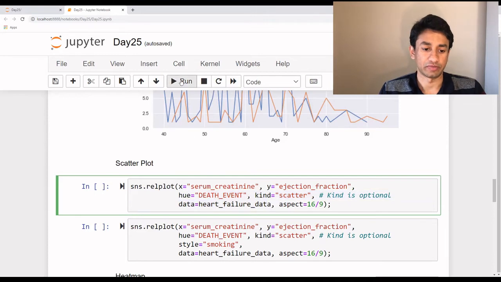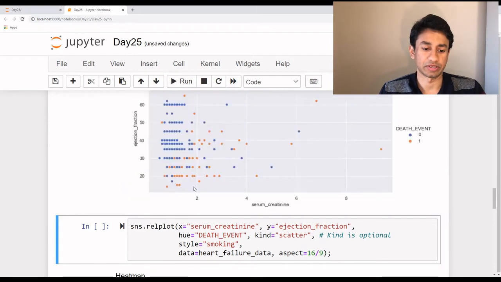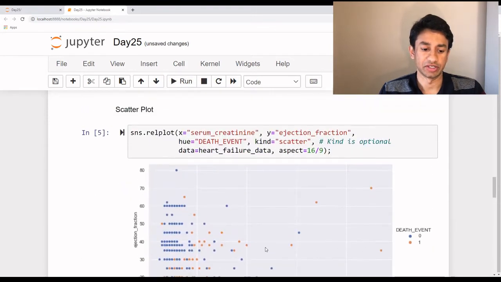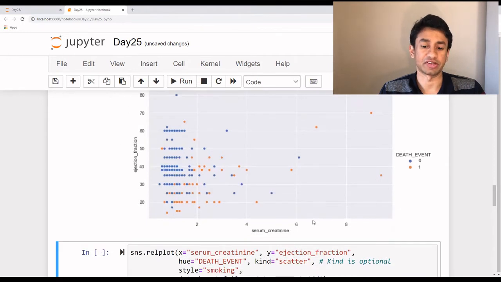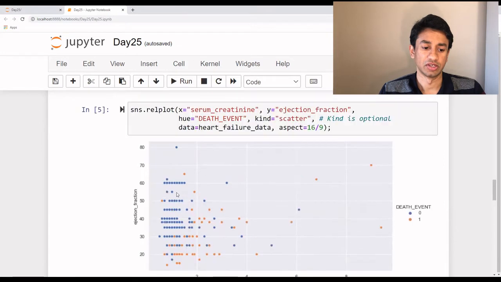When I execute this, we can clearly see that it comes up with the names of the axes, as mentioned last time. It shows the death event, with people who survived highlighted in blue, and those who did not survive as 1. And we can see the pattern between the ejection fraction and serum creatinine. Ejection fraction is the amount of blood pumped out of the heart in a single beat.